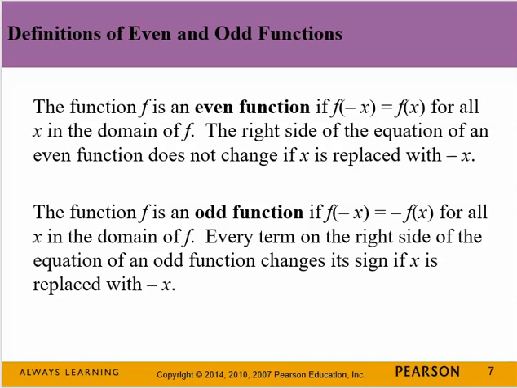Now, the function f is an odd function if, and here we see our x is negative, f of negative x equals the negative of f of x, for all x in the domain of f. Every term on the right side of the equation of an odd function changes its sign if x is replaced by its opposite sign. All right, let's look at an example.